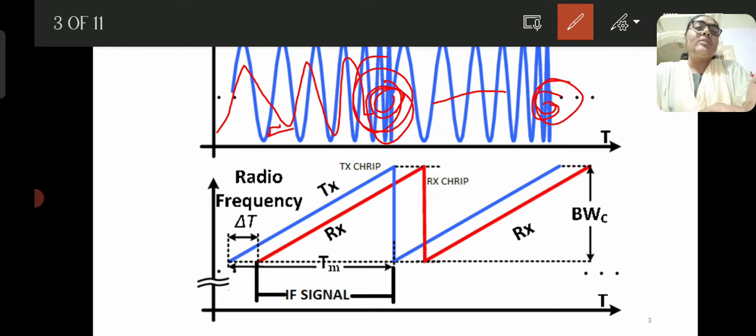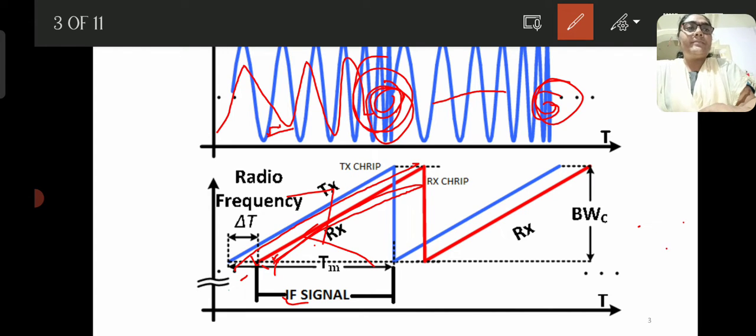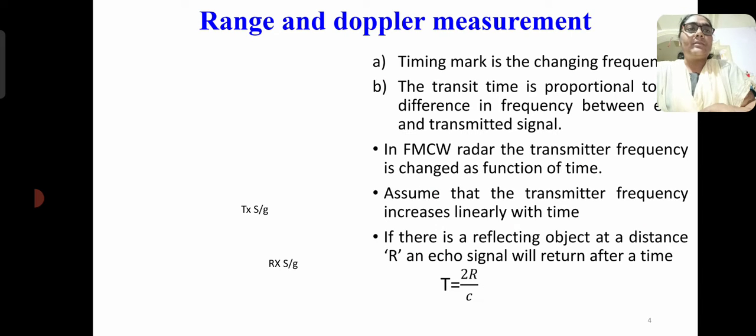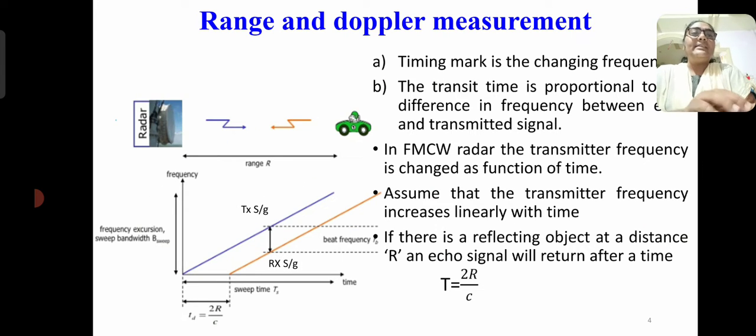Here you see how we are going to make the time marking. Here we are transmitting the signal, and here we are receiving the signal. This is the received signal, and this is the transmitted signal. Here I am producing a time marking of delta t. So how are we going to find the range and Doppler measurement? Here the time marking is a change in frequency, so the transit time is proportional to the difference in frequency between the echo and the transmitted signal.